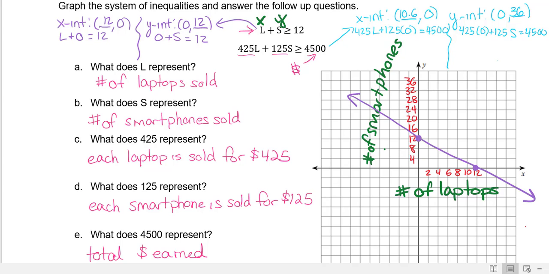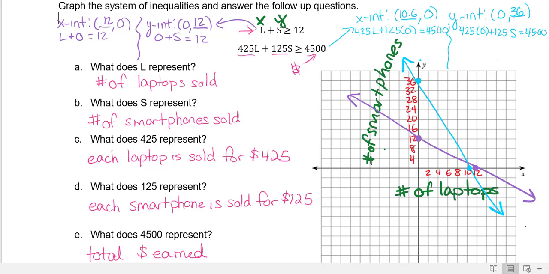And same thing with my second inequality. I'm going to graph my x-intercept is 10.6, so just a little bit more than 10. And my y-intercept is up there at 36, so I'm going to graph that line as well there. Again, I know it's going to be a solid line because it's a greater than or equal to sign.